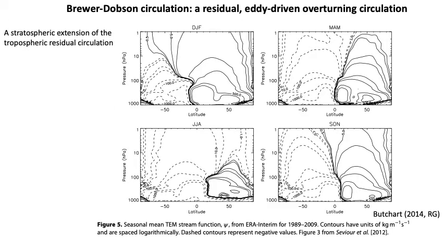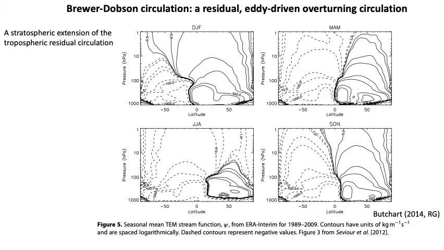And this is a term we call the Brewer-Dobson circulation. Some of you may have heard it, which is really just the name given to the residual eddy-driven overturning circulation. And conceptually, it's exactly the same thing as we talked about in the troposphere. This is really just an upward stratospheric extension of the tropospheric residual circulation. That doesn't mean it's exactly the same. If you look through these plots, you'll see some differences, particularly in June, July, August. But conceptually, the underlying physics are exactly the same.